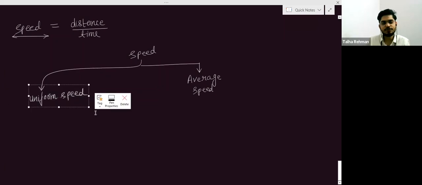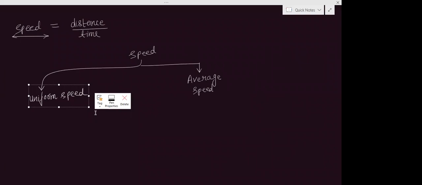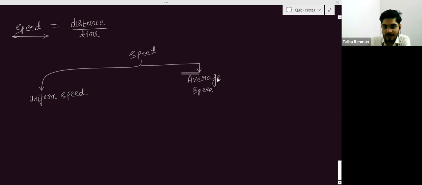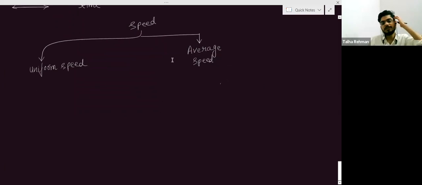So basically, the study of uniform speed is very simple. Suppose you have covered a distance of 5 kilometer in 10 minutes, then your speed will be uniform speed. Now, what will be the average speed? We will be interested in this. So uniform speed is very simple. Speed is equal to distance upon time.